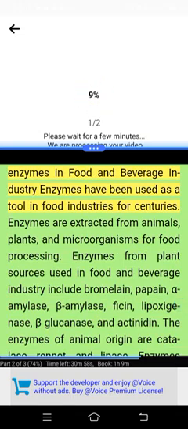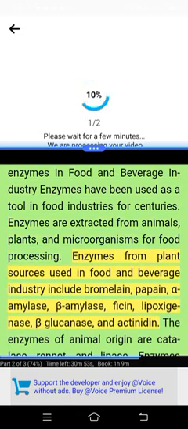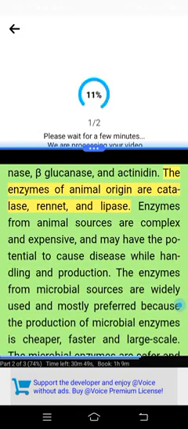Enzymes in food and beverage industry. Enzymes have been used as a tool in food industries for centuries. Enzymes are extracted from animals, plants, and microorganisms for food processing. Enzymes from plant sources used in food and beverage industry include bromelain, papain, alpha amylase, beta amylase, ficin, lipoxygenase, beta glucanase, and actinidin. The enzymes of animal origin are catalase, rennet, and lipase.